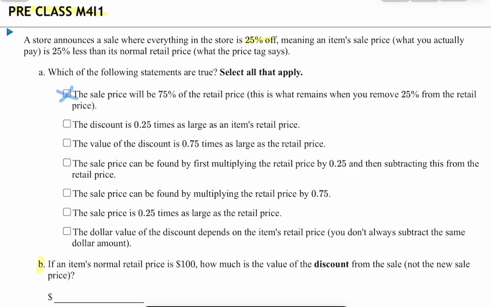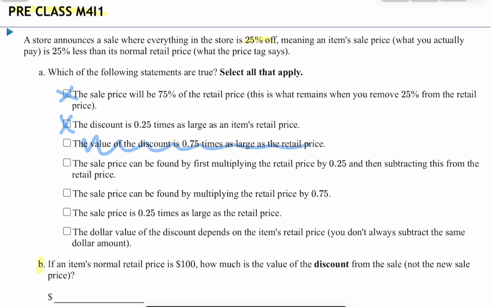The discount is 0.25 times as large as the item's retail price. That's the amount of the discount. That's how we could do that. The value of the discount is 0.75 times as large. No, that's not the discount, so that one's out.